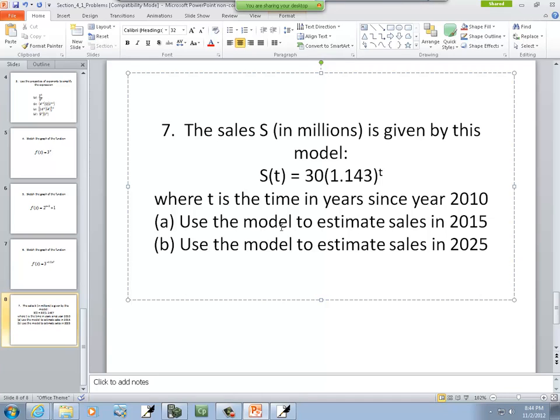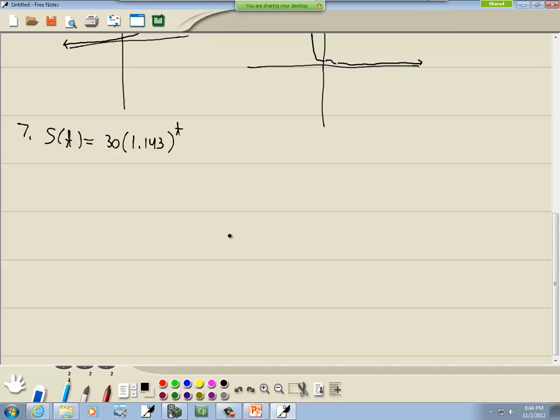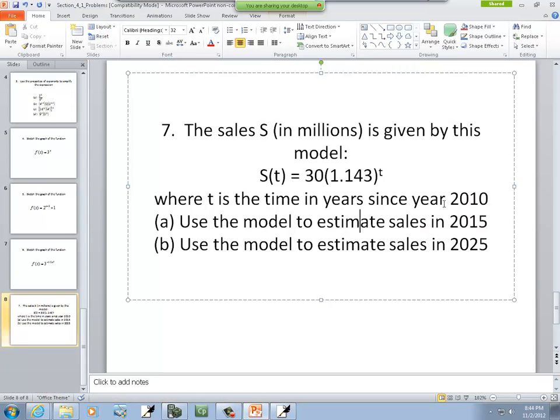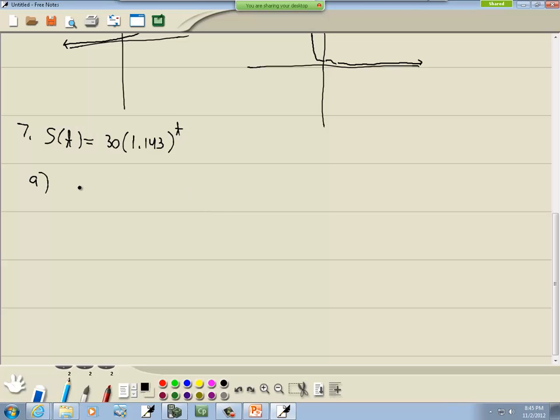Now part A says use the model to estimate sales in 2015. Well, the beginning of time is 2010, and t is the time in years since 2010. So in 2015, 5 years have passed: 2015 minus 2010. So we're going to plug 5 into that. So we'll have S of 5 is equal to 30 times 1.143 to the 5th power.